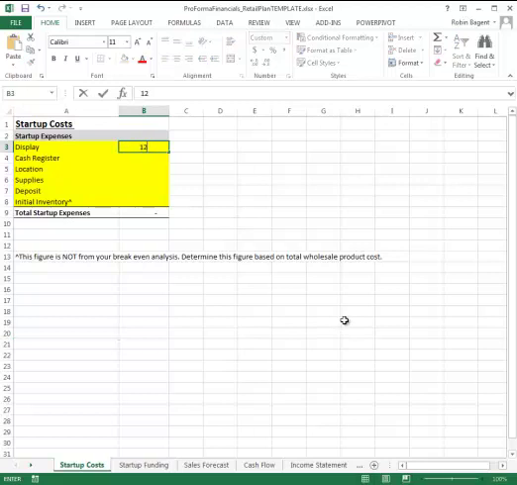So we had $1,200 altogether for the display. That was $1,000 and then $200 for monthly. Cash register, we had at $200. Location was $2,200 per month, including insurance and utilities, so a total of $6,600. We have supplies at $75, and we had our $1,000 deposit.